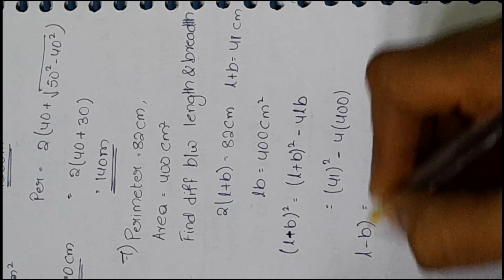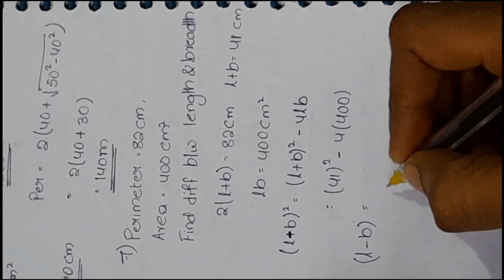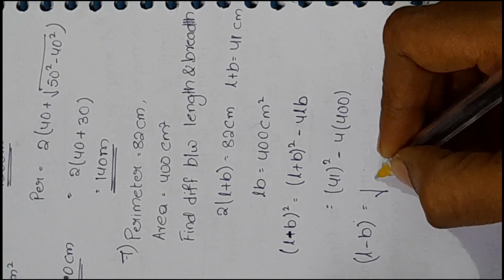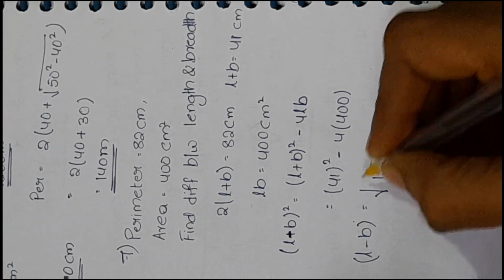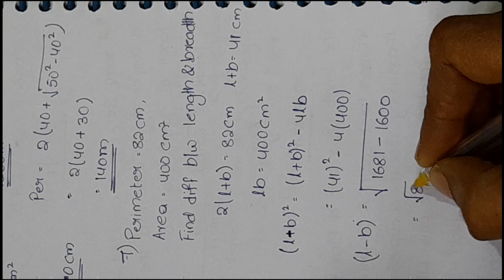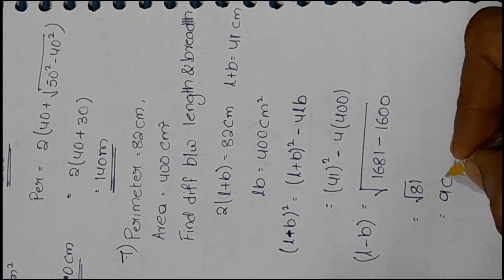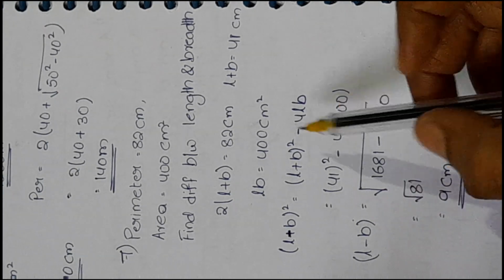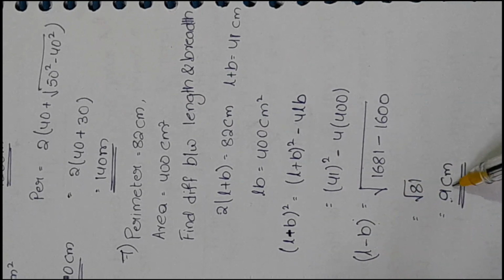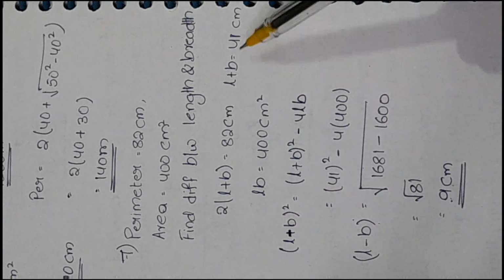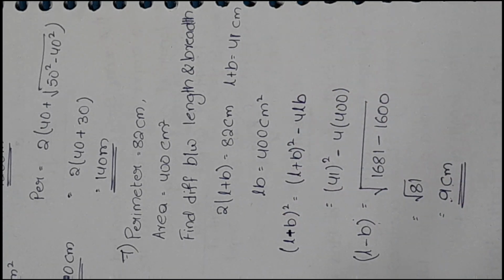L minus B is equal to, when the square goes to this side, it becomes the root. So root of 1681 minus 1600, which is equal to root of 81, that is 9 centimeters. So the difference between the length and the breadth is 9 centimeters. If you want to find the length and breadth values individually, L minus B is 9 centimeters and L plus B is 41. On solving these two equations, we get length and breadth.